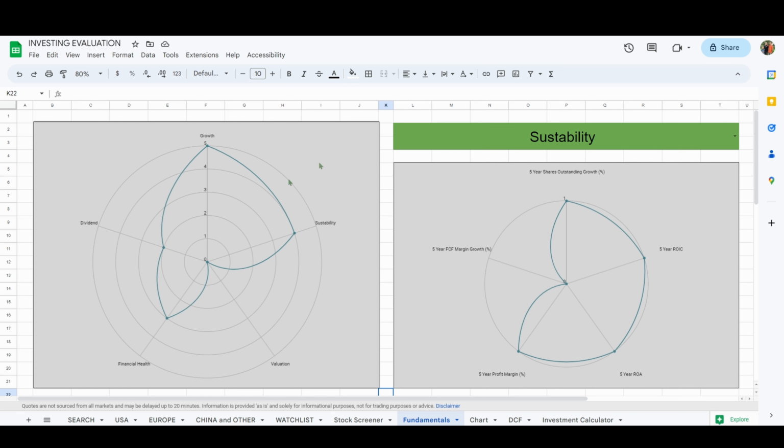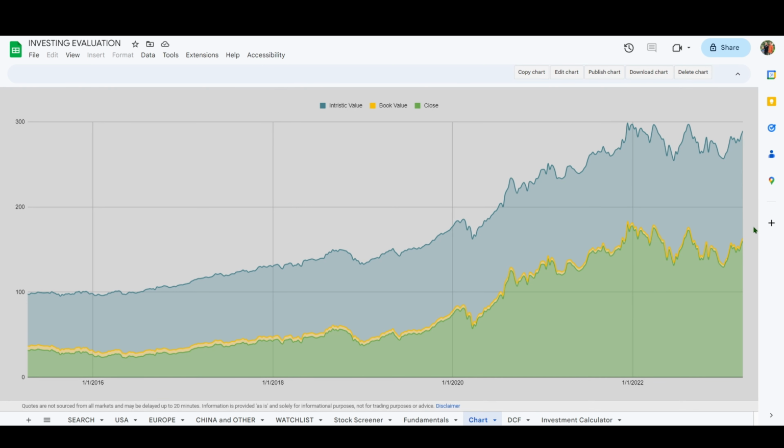So in the case of Apple, you can see that they basically have great metrics, except for the dividend, because they don't really pay a dividend, and their valuation, because Apple is basically always overvalued, because people really love Apple stock. Now let's move on to the chart.